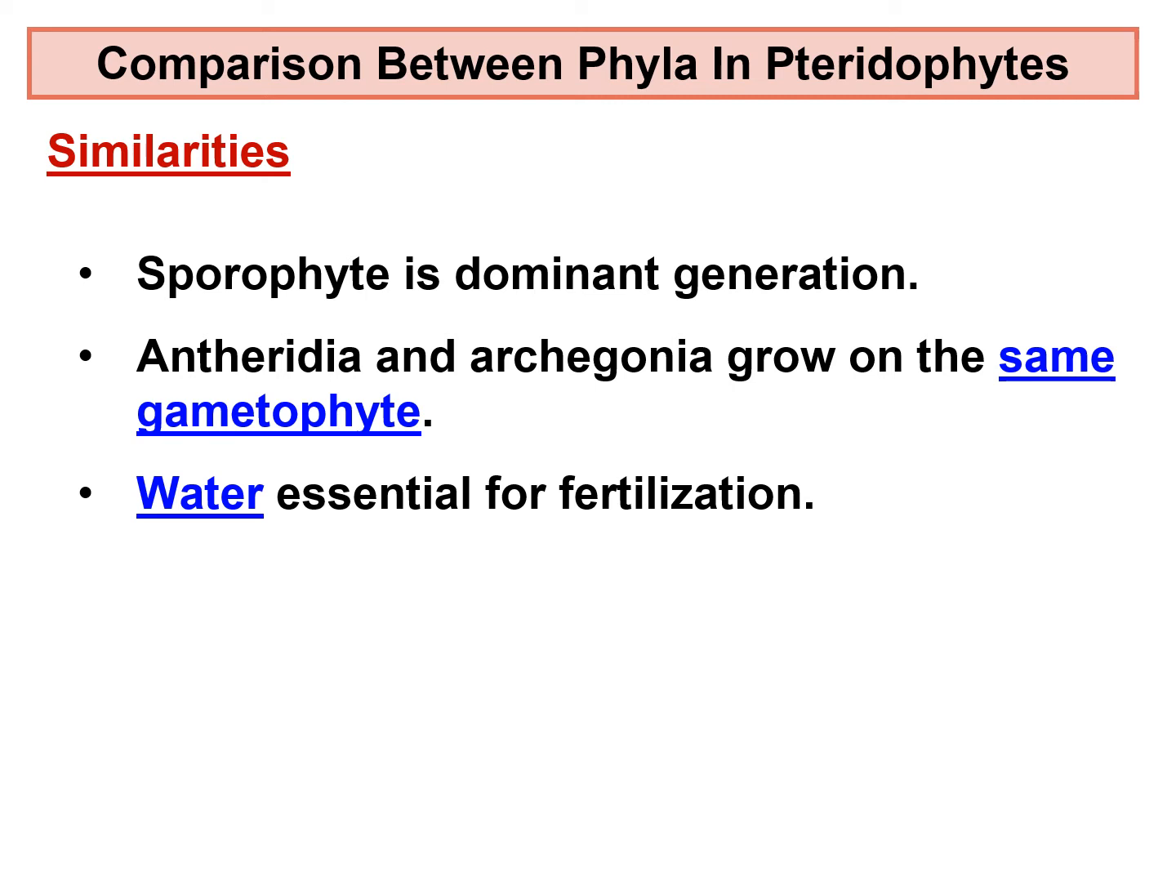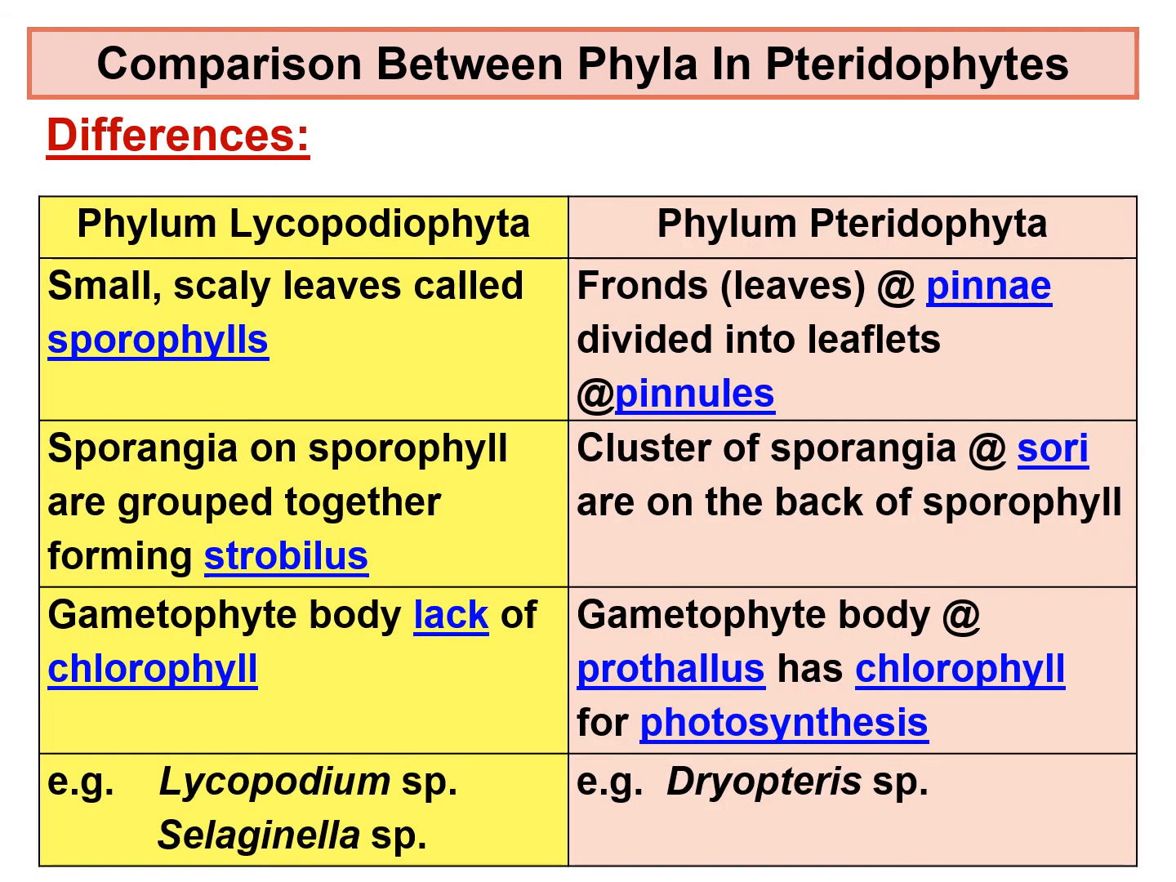Okay, let's compare between phyla of pteridophytes. Bila compare mesti ada similarity dan juga differences. In terms of similarity, all pteridophytes have sporophyte as its dominant generation. Antheridia and archegonia grow on the same gametophyte. So, kita tak jumpa pakis jantan, pakis betina. They are all on the same gametophyte. Water is essential for fertilization because they all have flagellated sperm.